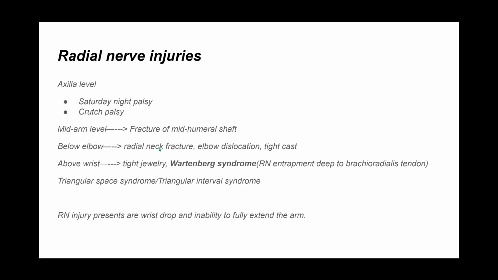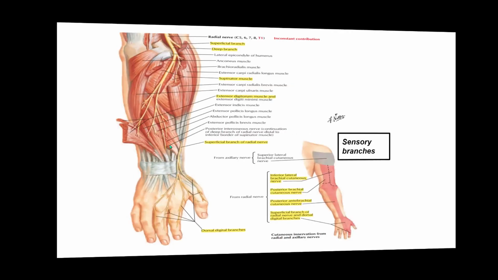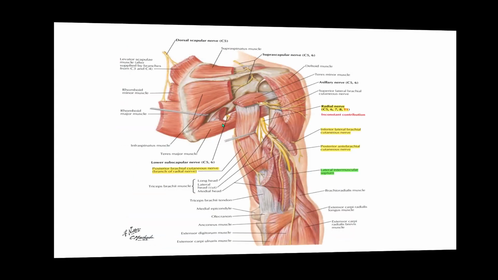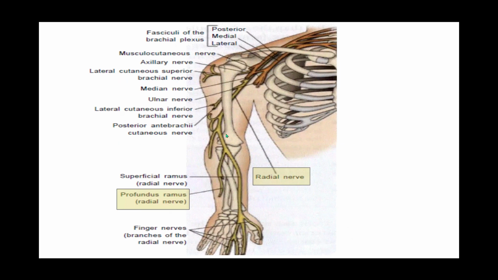Remember, the radial nerve pierces the lateral intermuscular septum of the arm, and then it lies anterior to the lateral epicondyle of your humerus. Let's move to that image. So this is what I'm talking about, where the radial nerve lies in front of the lateral epicondyle of the humerus. So an elbow dislocation, a distal humeral fracture, or an epicondyle fracture can all cause injury to your radial nerve.